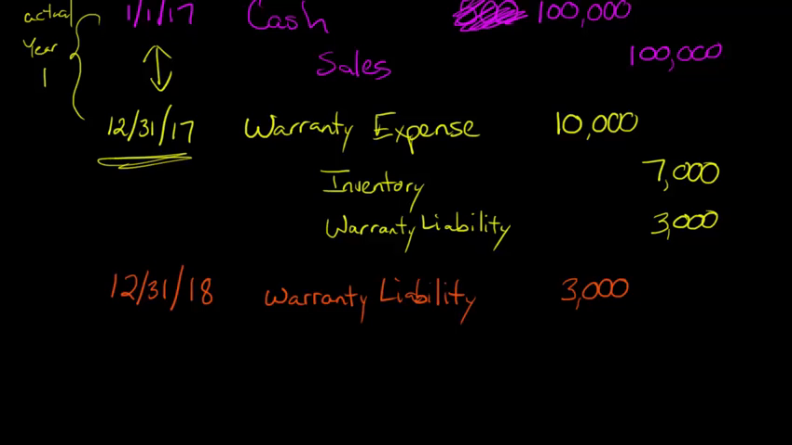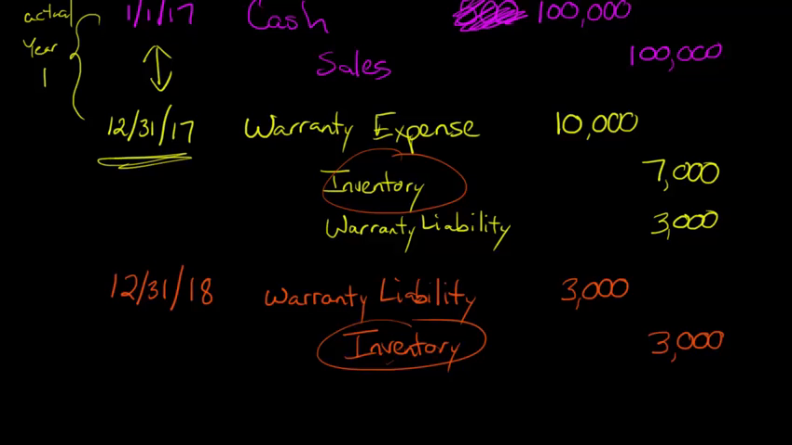But we had to give out inventory. Here we give out inventory of $7,000, but then we give out inventory of another $3,000, right? Remember, we accrued the liability for it, but in year 1 we didn't actually give out the inventory for the defective units. We didn't give out the new units yet because they haven't become defective until 2018. So now we credit inventory for $3,000, and our warranty liability account is basically zeroed out. And now we've given out all the inventory that we thought we were going to.